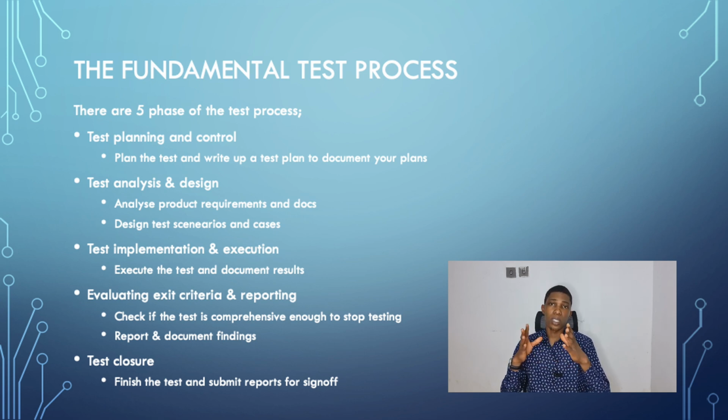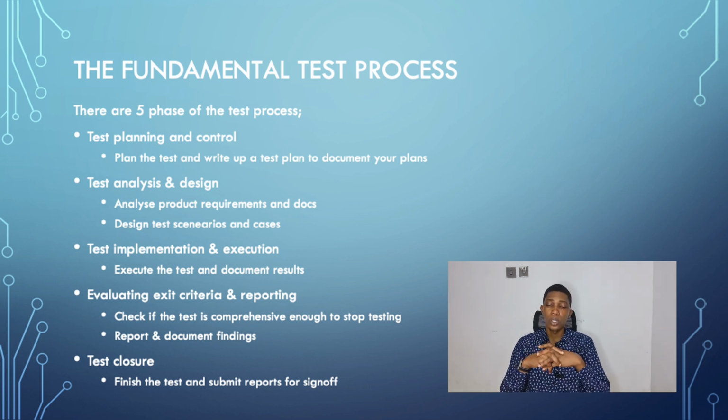Of course, that report will summarize all the activities that went on during testing, how testing occurred, what defects were found, how the defects were fixed, and the dates and timelines of all these events. So that's it for evaluating the exit criteria. Once the test objectives have been met, you can exit the test. You can stop testing. So now let's go to the fifth phase, which is test closure.